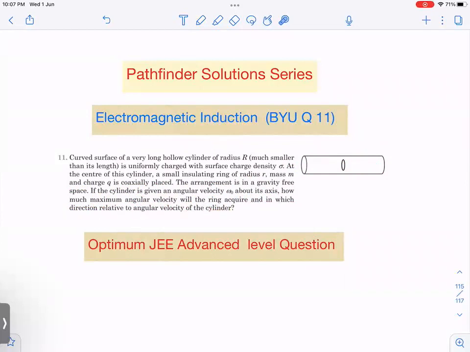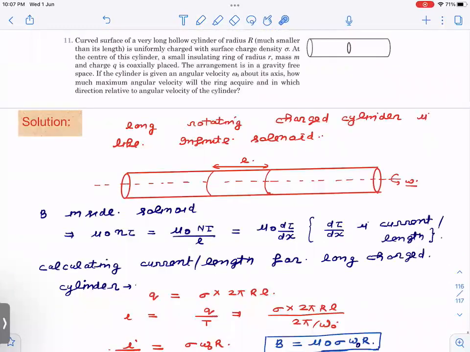Fine. So let us see how we solve this question. The first thing you should know is that a long rotating charged cylinder is basically like an infinite solenoid. In a solenoid there are n turns per unit length and the current is like this. Here also the current goes this way because there is charge on the surface, and when it starts rotating, the charge starts moving. Moving charge is basically current, so we can use the solenoid formula B equals mu naught n i. Now, n is the number of turns per unit length, so I can write this as total number of turns divided by its length, and i.